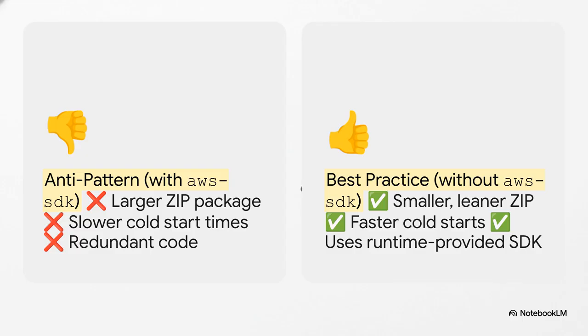It is a total anti-pattern to bundle the AWS SDK inside your Node.js Lambda package. Why? Because the Lambda runtime environment already has it built in. Including it just makes your package bigger, which makes your cold start slower, and it's completely redundant.